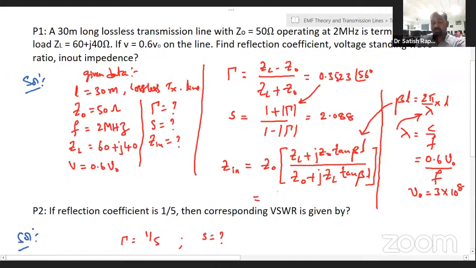So the answer will be 23.97 plus J 1.35 ohm. If you do so, you will get this answer. I request everyone to do it later. So these are some of the example problems.